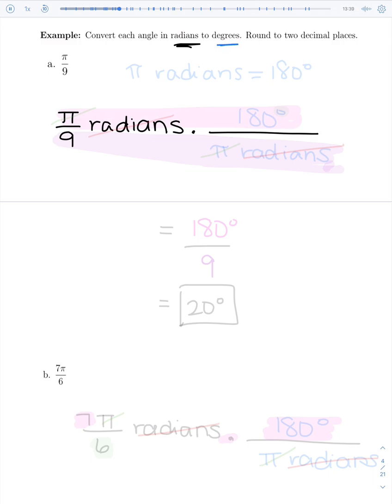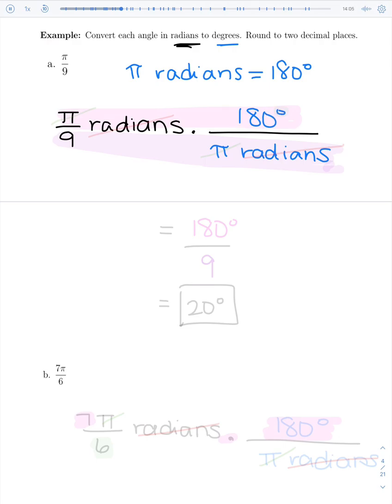Well, we know that there are pi radians is the same thing as 180 degrees. Now, because I want to get rid of the radians, I'm going to put the radians on the bottom. So we've got pi radians. That will go on the bottom. And we'll put the 180 degrees on top, and let's see how that helps us.